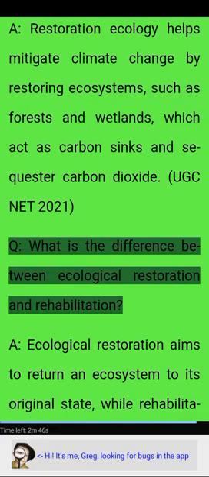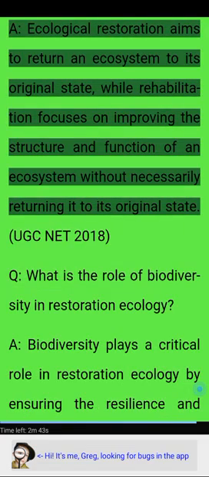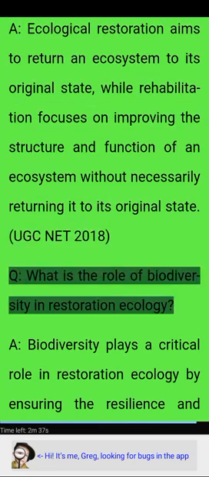Q. What is the difference between ecological restoration and rehabilitation? Ecological restoration aims to return an ecosystem to its original state, while rehabilitation focuses on improving the structure and function of an ecosystem without necessarily returning it to its original state. UGC/NET 2018. Q. What is the role of biodiversity in restoration ecology?